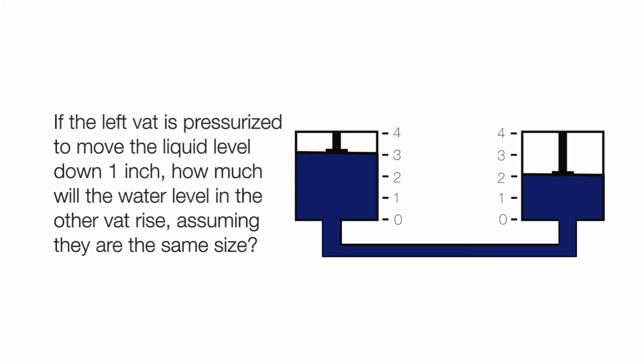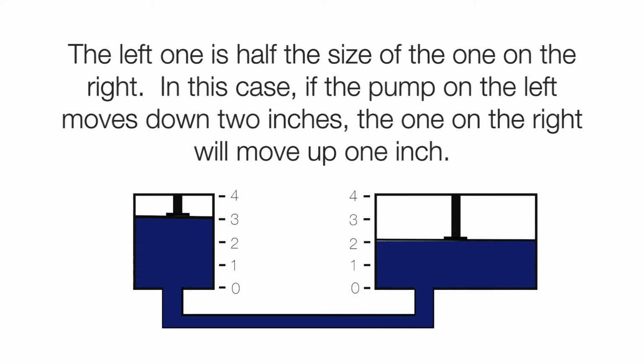Because of the rules that we mentioned before, especially because pressure applied to an enclosed liquid is equally distributed, when the liquid on the left vat is pressed down 1 inch, the water level on the right vat will rise exactly 1 inch.